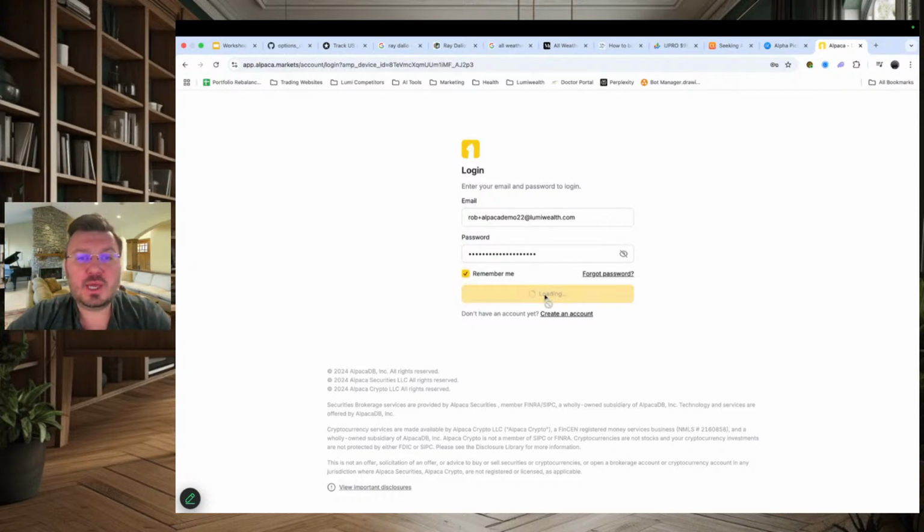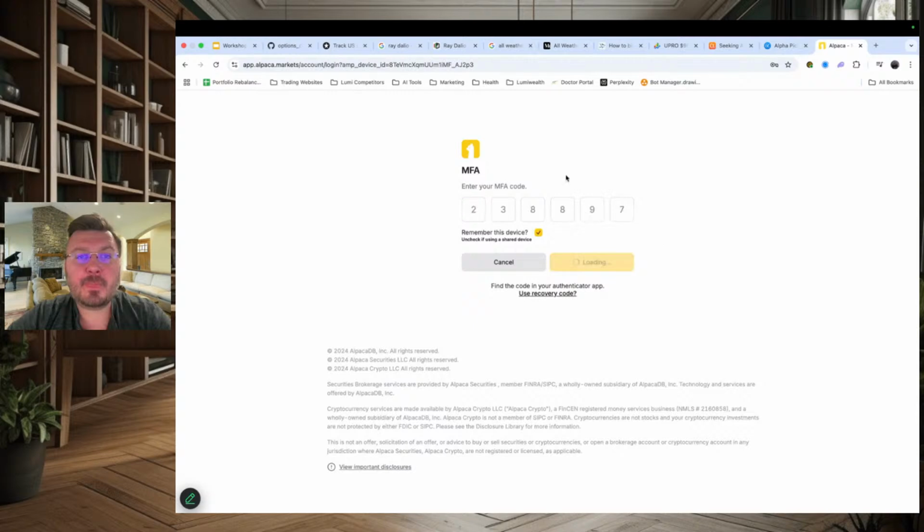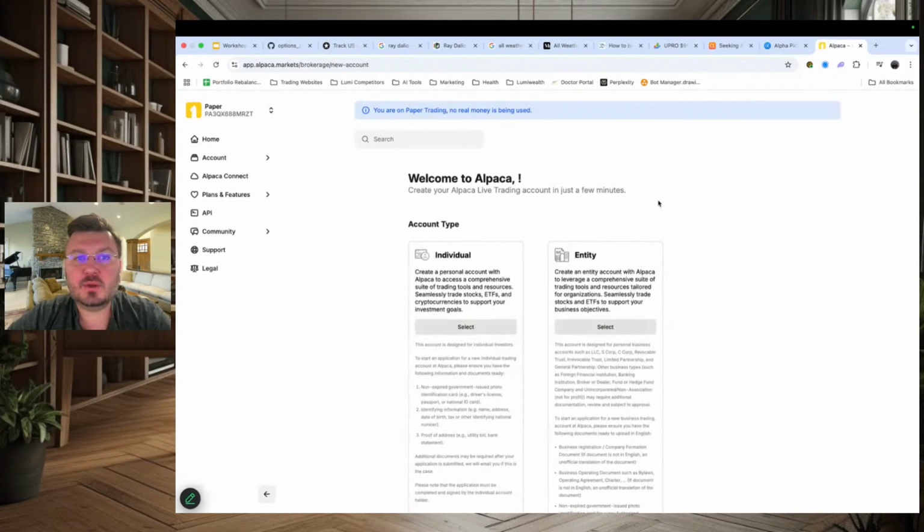So you can log in this way, continue. Fill in the code. There we go. We're logging in. All right, perfect. So there is Alpaca. We're logged in. If you guys haven't created an account yet, go ahead and do that now. It's really simple to create one. You should be able to have one up and running in like 30 seconds. Just fill in that form, confirm the email, and you're good to go.